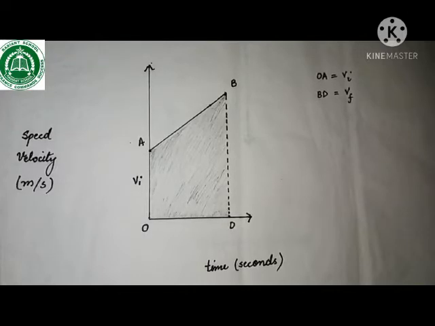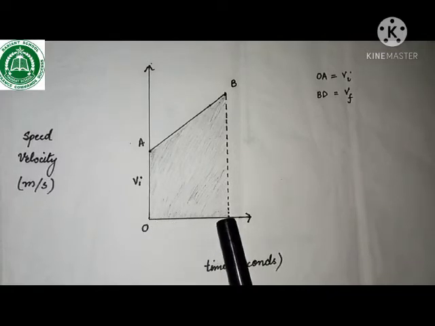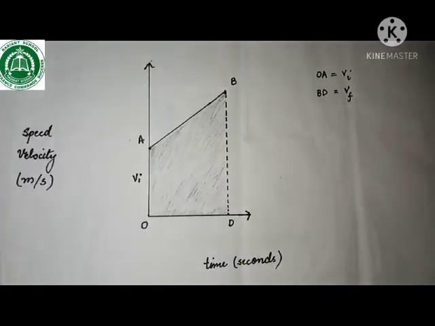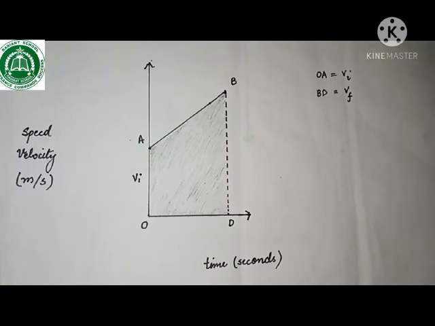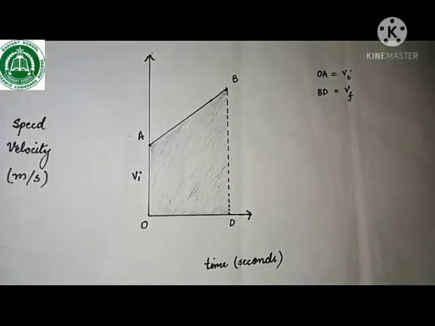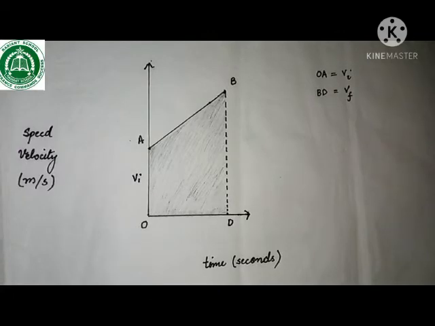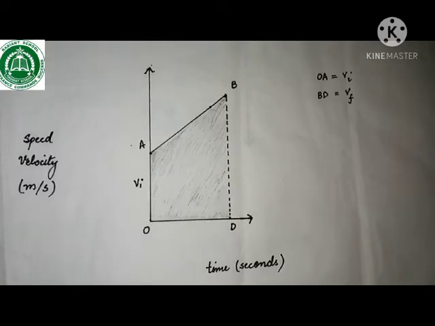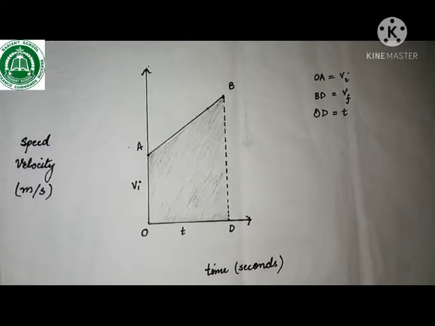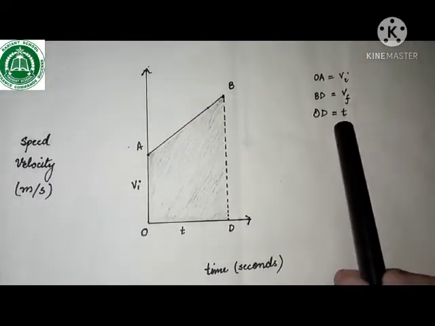Now, till this point everything is clear. One thing was left, that is, what is this OD? This OD is the time that is taken by the body to change its velocity from VI to VF. As this is a general equation, I cannot say what the value of time is, whether 5 seconds, 10 seconds, 20 seconds, whatsoever. Instead of making it specific with any number, I will say that for the body to increase its velocity from VI to VF, it will take any time t. So now I have marked this side OD as t as well.